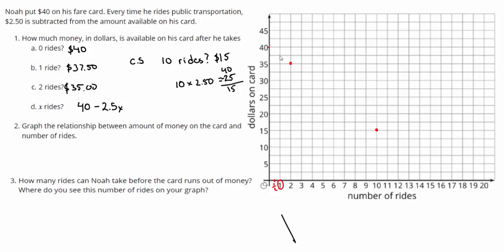Another example may be if there's a bike rental place and to rent one bike it costs $10. So you rent 2 bikes, it costs $20. 3 bikes is $30, right? So that's a linear relationship. Every time you rent a bike, it goes up by $10. But you can't rent half a bike, right? You can't rent half a bike for $5.